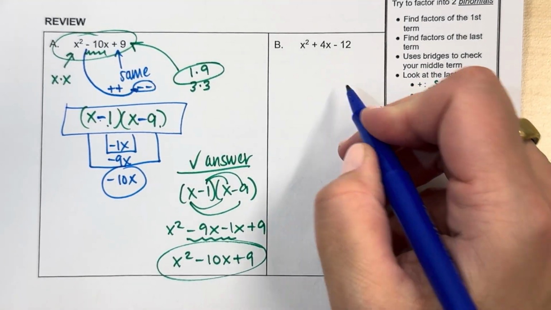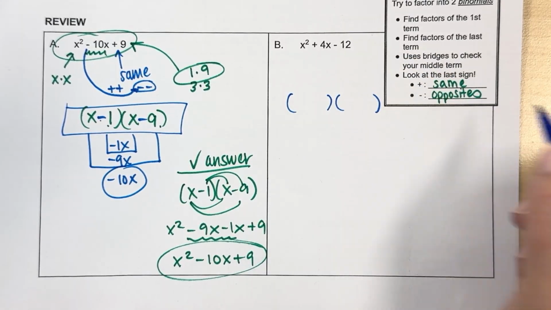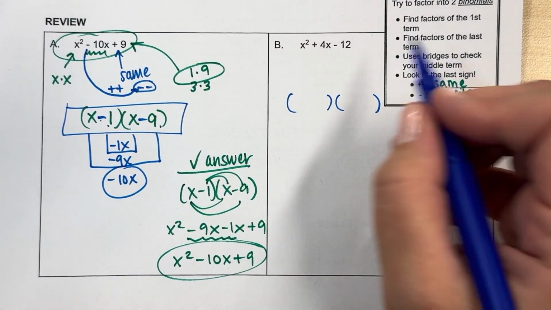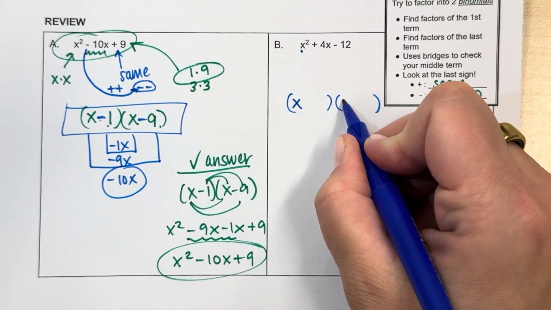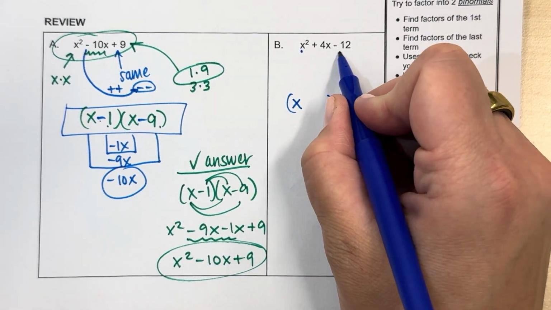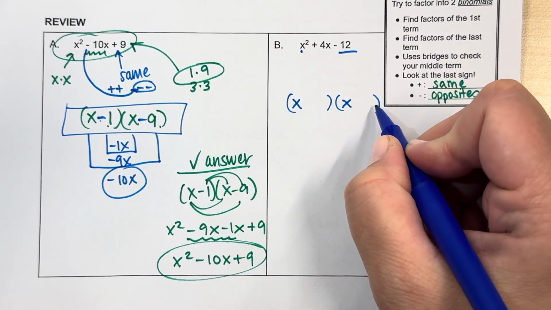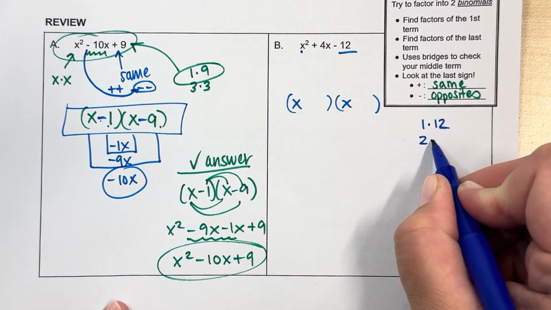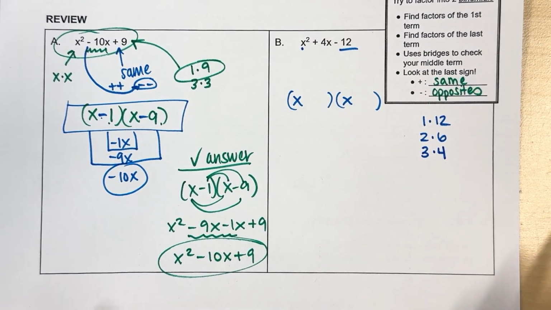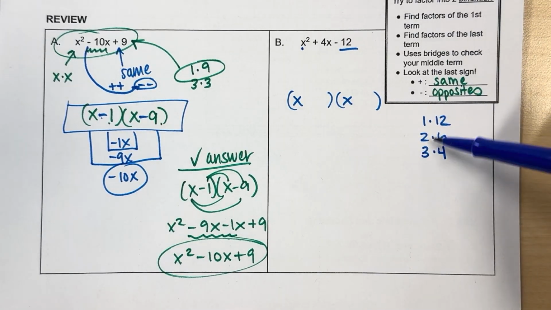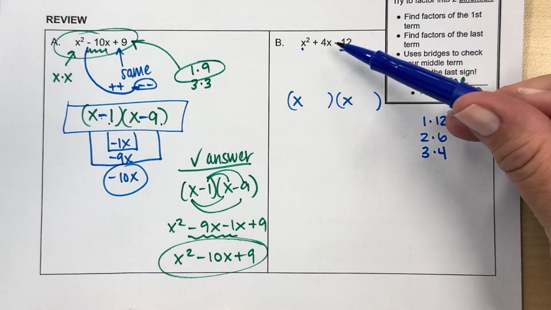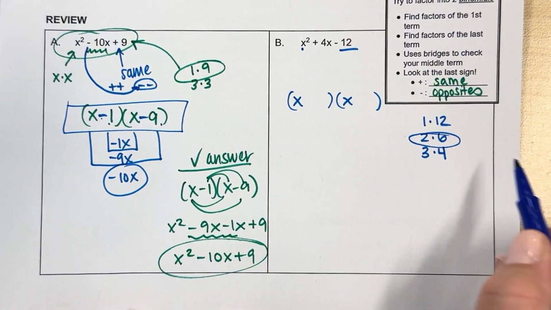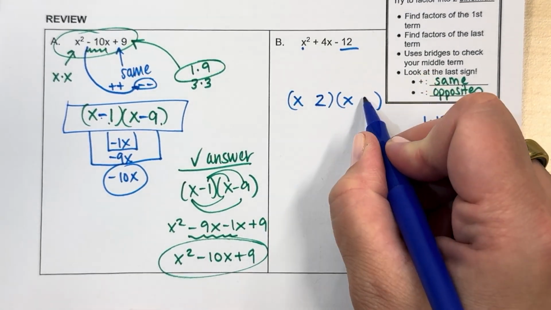This is a trinomial. We're trying to factor into two sets of binomials. Factors of the first term go in the first spots. Factors of the last term go in the last spots. How can we make 12? 1 times 12, 2 times 6, 3 times 4. Of these combinations, which ones can make a 4? Only the 2 and the 6.